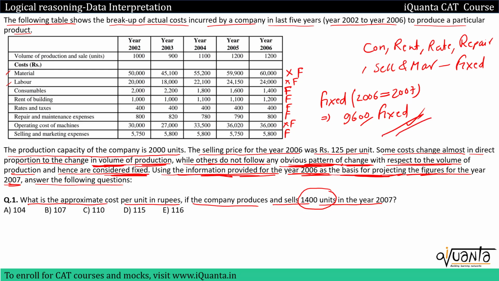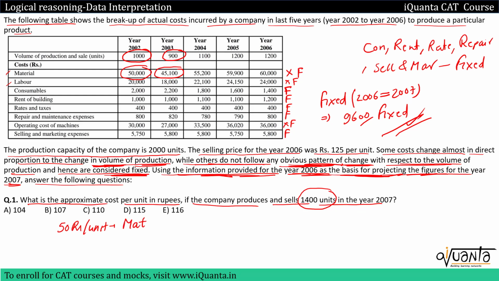Now for the quantities that are not fixed, there will be some change in cost as per the number of units. We can see that for material, if the number of units is 1000, cost is 50,000. Similarly, you can check it for year 2003 as well. When the number of units is 900, the cost is approximately 45,000. So yes, it is 50 rupees per unit.